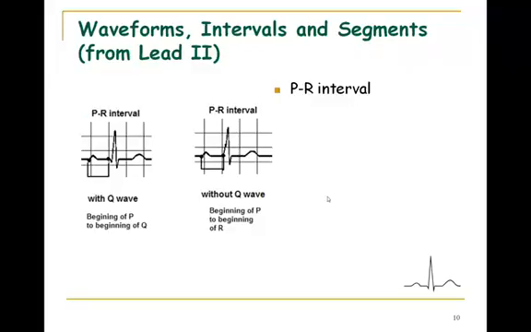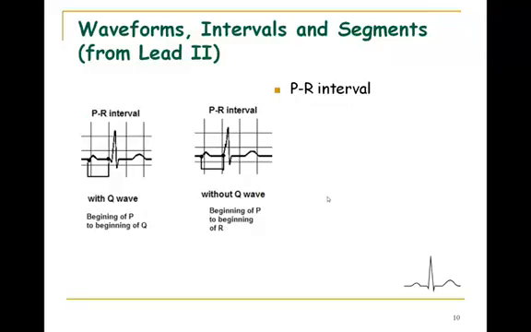What it represents is how much time the electrical impulse took to go from the SA node, in the atria, down to the ventricles. The normal time that this should take is anywhere from 0.12 to 0.21 seconds. That's about the amount of time it should take for the impulse to get to the ventricles.